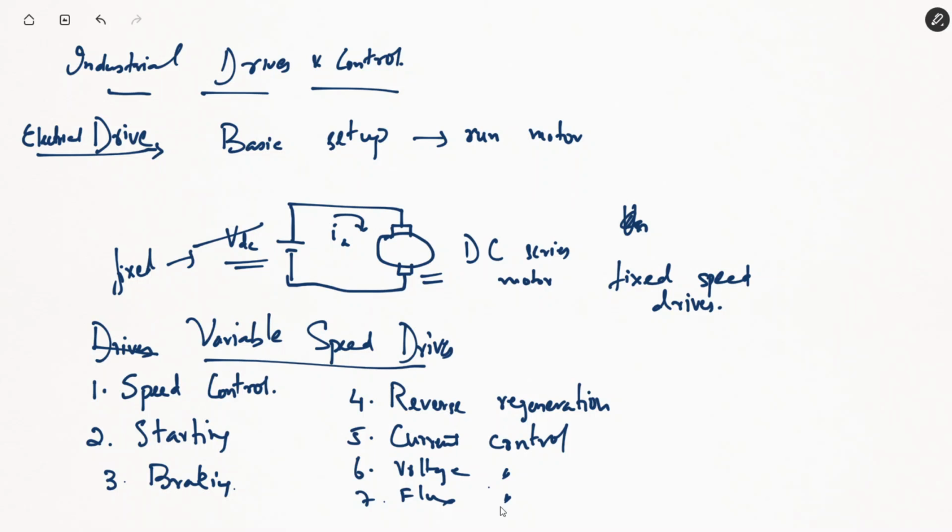So fixed speed drive, nothing is controllable. We cannot control any parameter of the motor. जो आपकी डीसी वोल्टेज आपने अप्लाई की उसके हिसाब से जितनी भी करंट फ्लो कर रही है फील्ड के थ्रू, आर्मेचर के थ्रू, that is done. We cannot control it. In a variable speed drive, what we'll be able to do is we'll be able to control the speed of the motor. We'll be able to control the current flowing in this armature, current flowing in the field circuitry. We'll be able to control the voltage across the armature. Flux control is possible. Also, starting, braking, and reverse regeneration. All these things are possible with a variable speed drive.